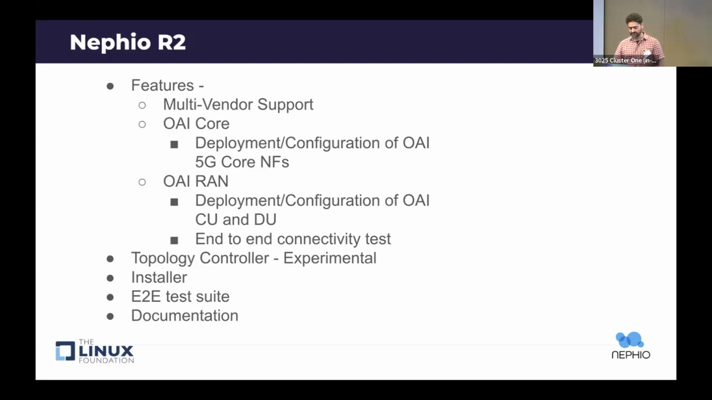Installer is another. Actually, installer was there in R1 as well, but it has been enhanced. So now there is a single command that you can run on your system, and you can pretty much create the end-to-end system. And it is very easy to try out Nephio, and there are very well written, well documented user guides, both for the free5GC and the OAI, which you can try.